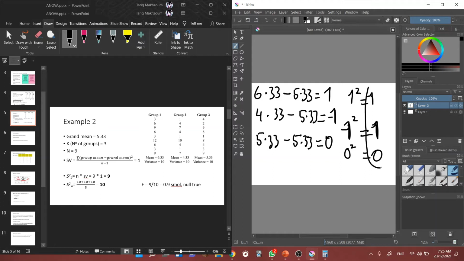So then we're going to add these three numbers up. So that's 1 plus 1 plus 0. And then we're going to divide that total by k minus 1. So we're going to divide that total by the number of groups minus 1, or 3 minus 1. Okay.